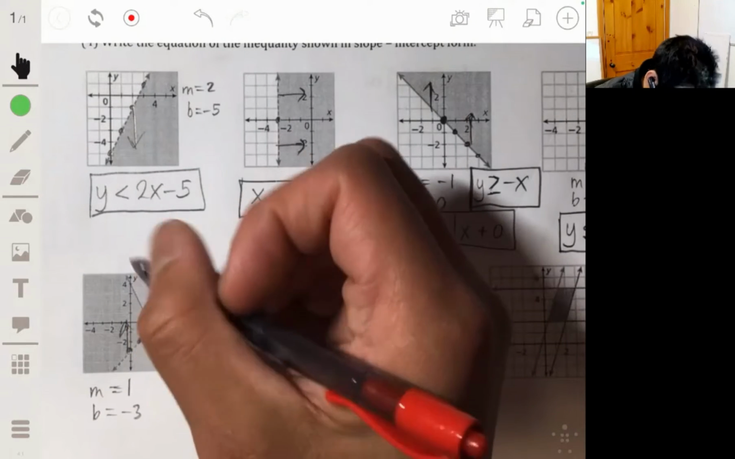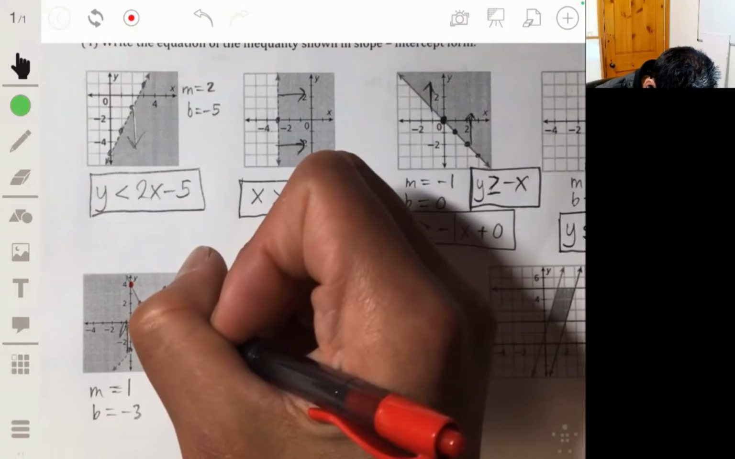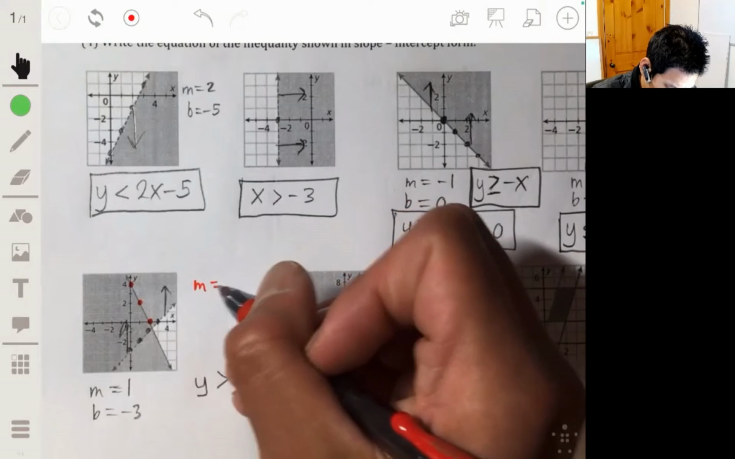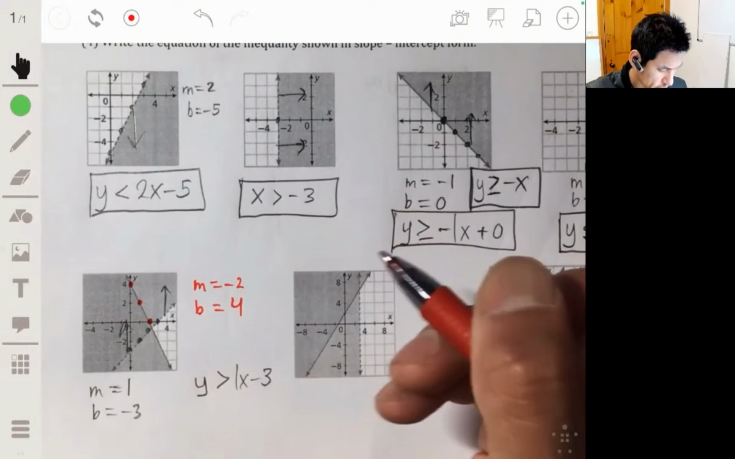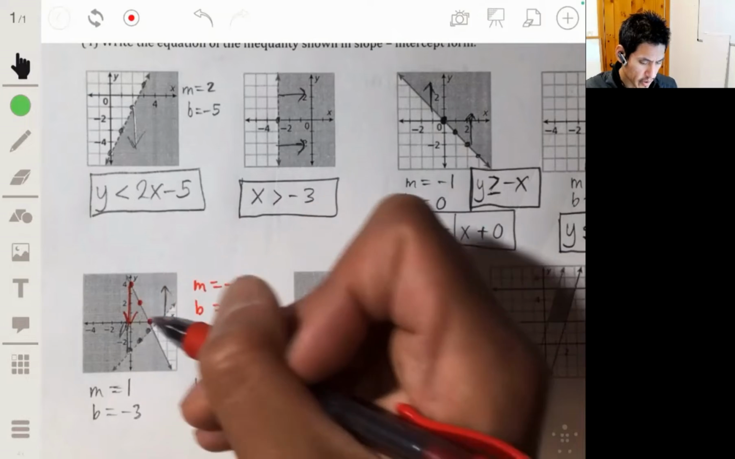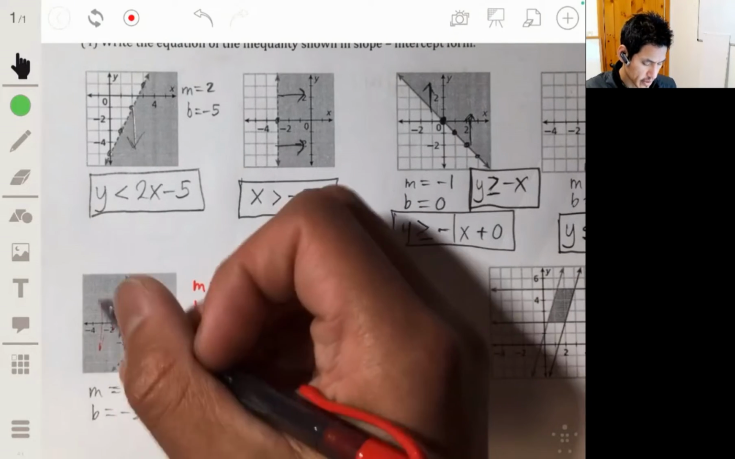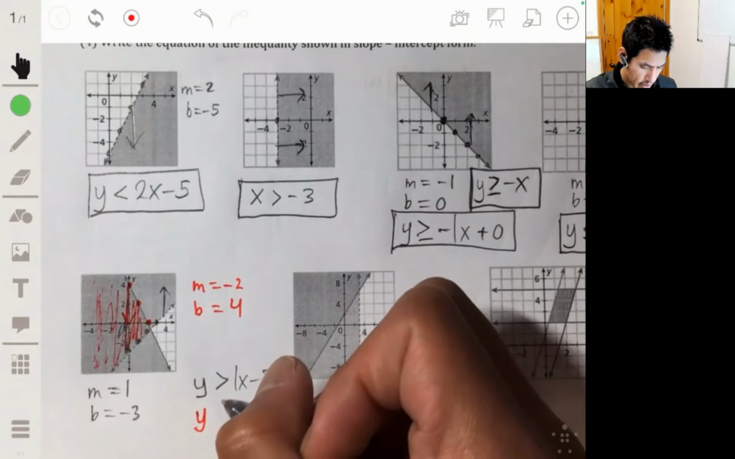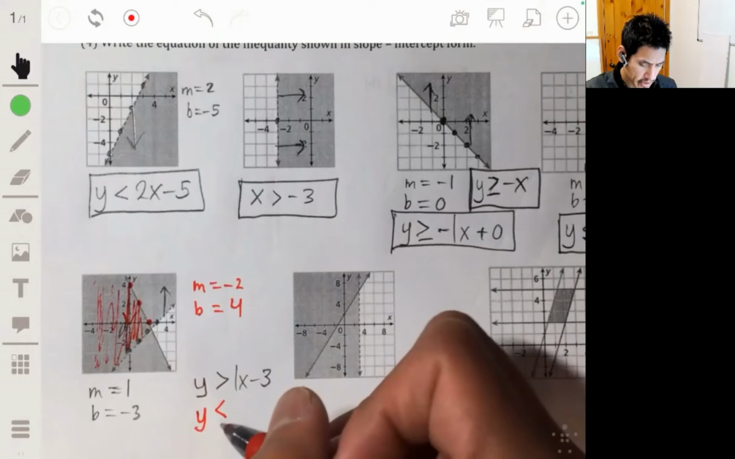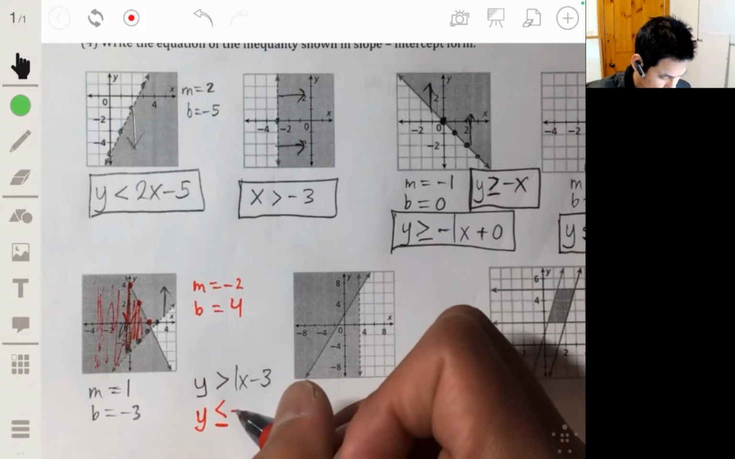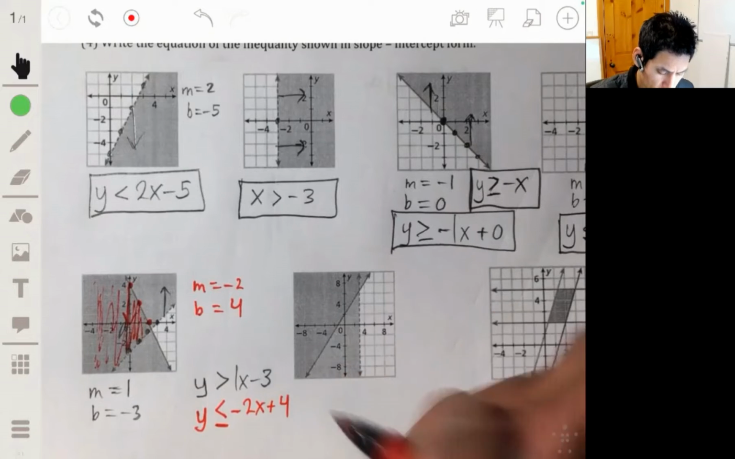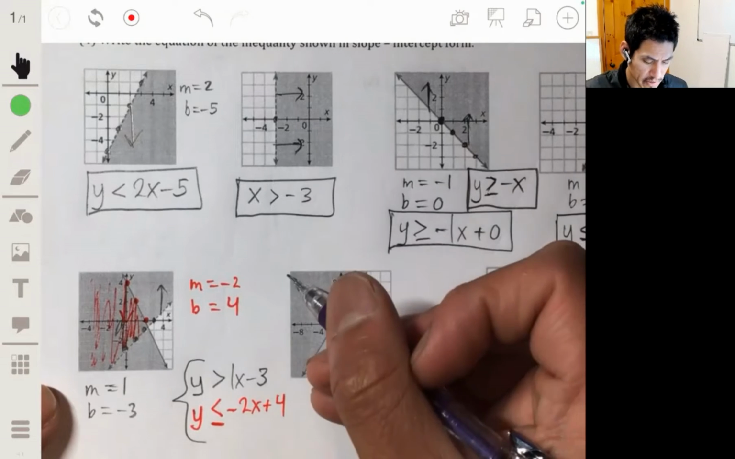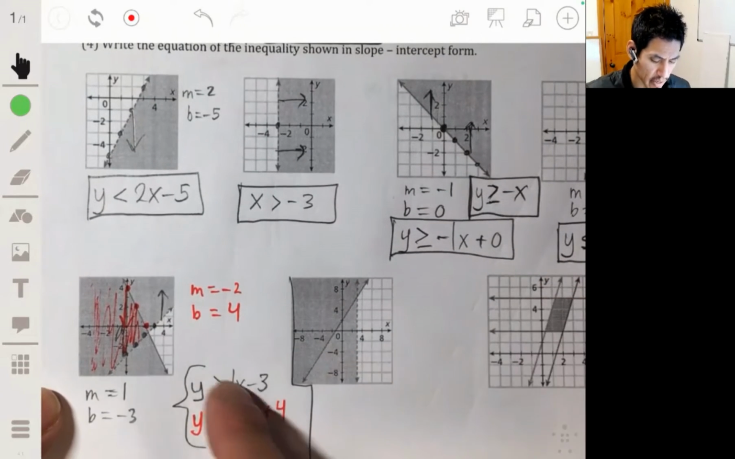And the other one, slope is -2. Y-intercept is 4. And we're talking about below this line because we're in this region only. So here we're going to have y is less than or equal to, because it's a solid line, negative 2x plus 4. And put this, the brace symbol, because it's cool, and also means you have a set. So this is our system.